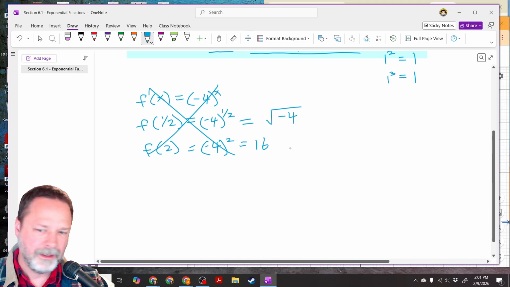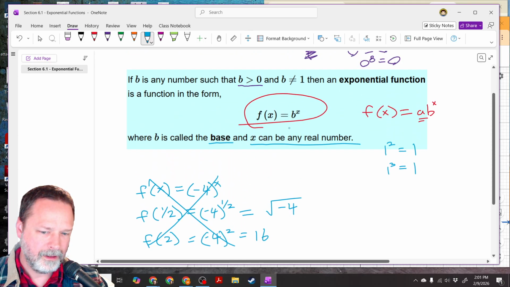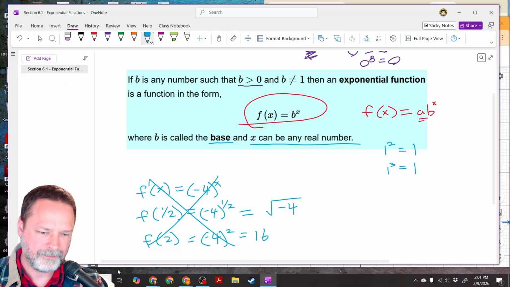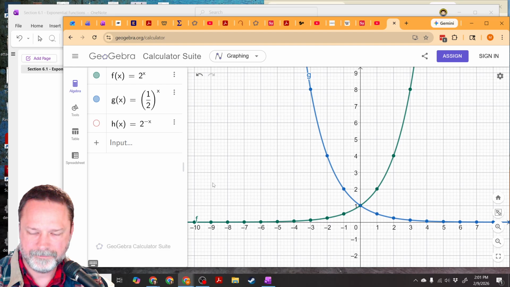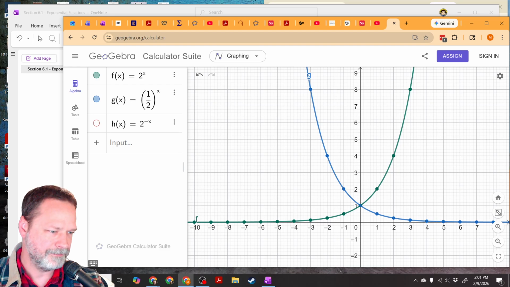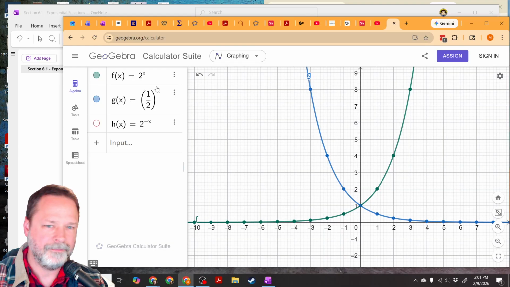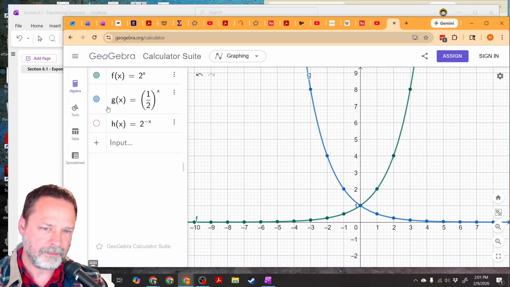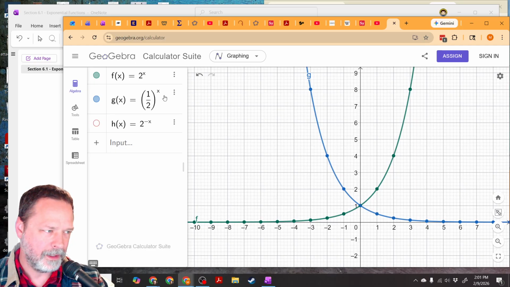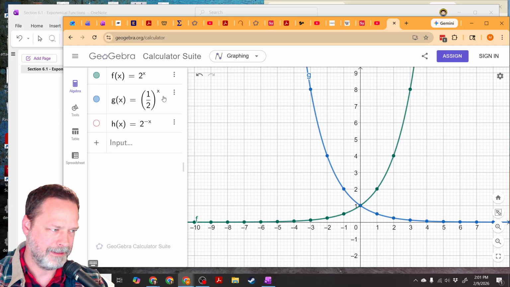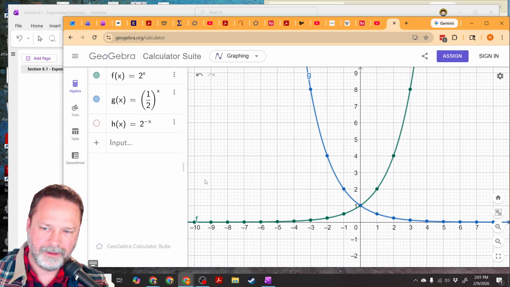Okay. So now what would be really good, since we got a few more minutes here, it's a 5-minute video but we can go longer, is to look at our graphs. I think that's what I really want to do. So I have f of x equals 2 to the x, and I have g of x equals 1/2 to the x. So I got one where the base is greater than 1, and one where the base is less than 1. And you can see we have this relationship here.